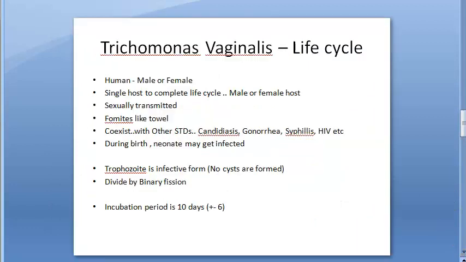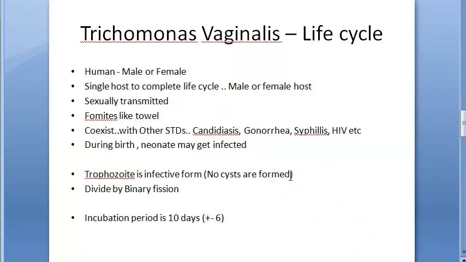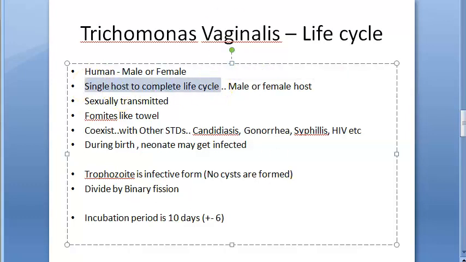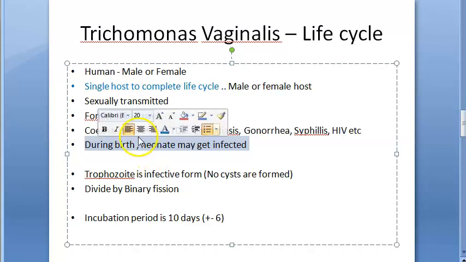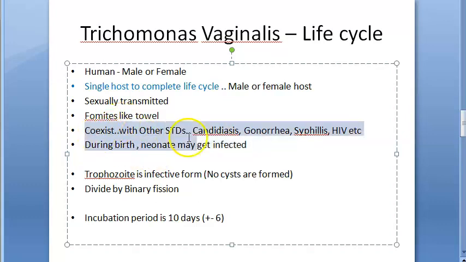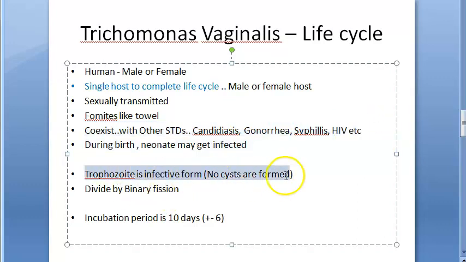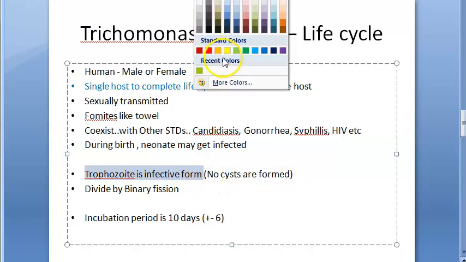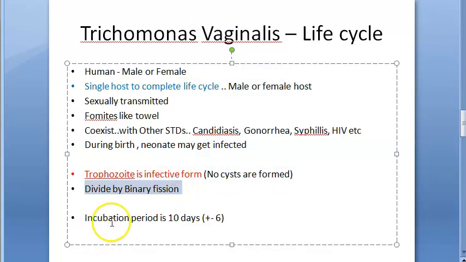The life cycle of Trichomonas vaginalis: from male to female it can go. It can complete its life cycle either in male or in female. A single host is enough for it to complete its life cycle. It is a sexually transmitted disease. It can also be transmitted from fomites like towels. Even during birth, a neonate can get the infection from its mother if the mother was infected. Usually this condition coexists with other STDs. So if a person has Trichomonas vaginalis, you should check them for other STDs. The trophozoite itself is the infective form, obviously because there are no cyst forms, right? They divide by binary fission.